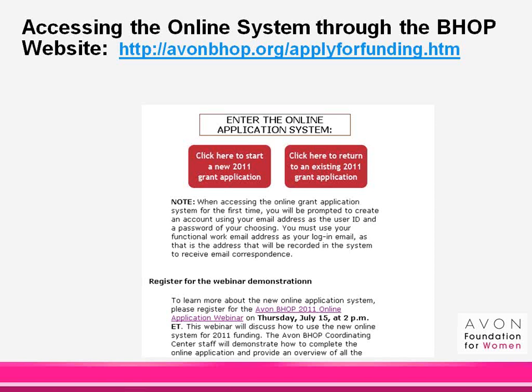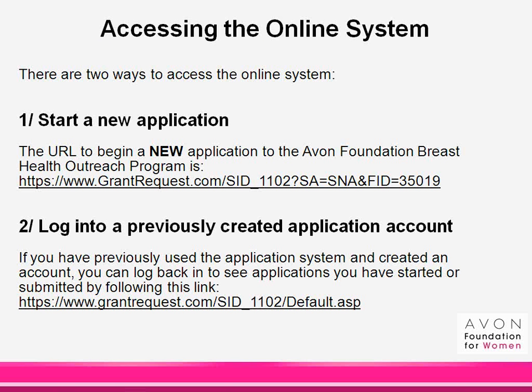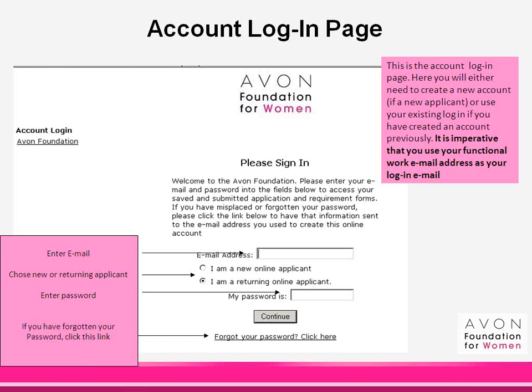The online system can be accessed in two ways. First, you can access it through the Avon BHOP website. Here is a page shot that shows two buttons, one to start a new application, and the second to return to an application you have already begun. Or, you can click directly onto the URLs to either start a new application or log into your application account, as shown here.